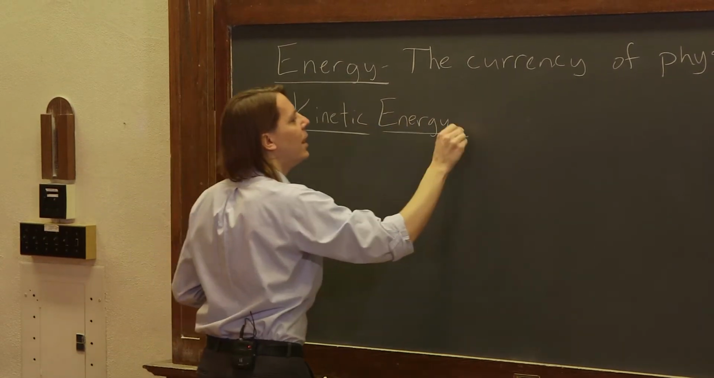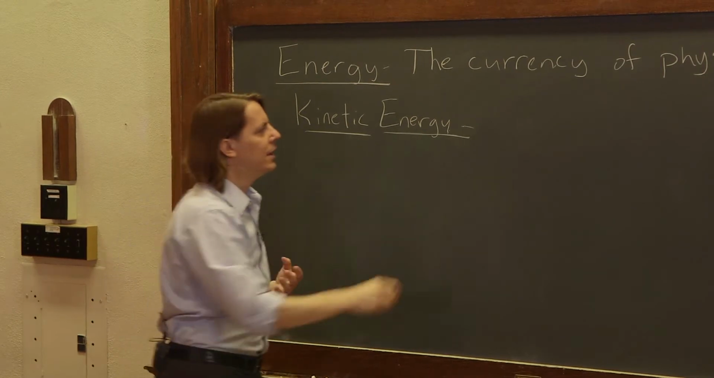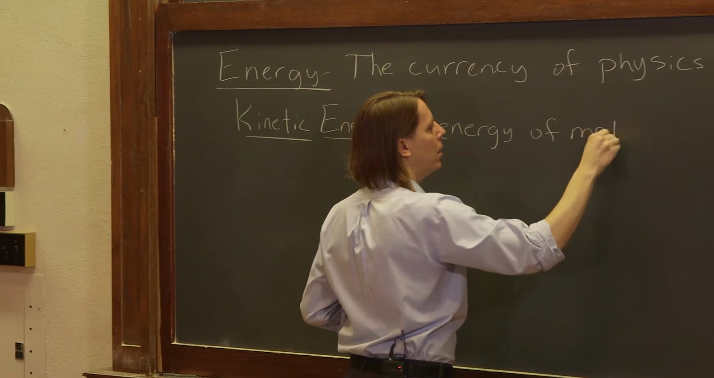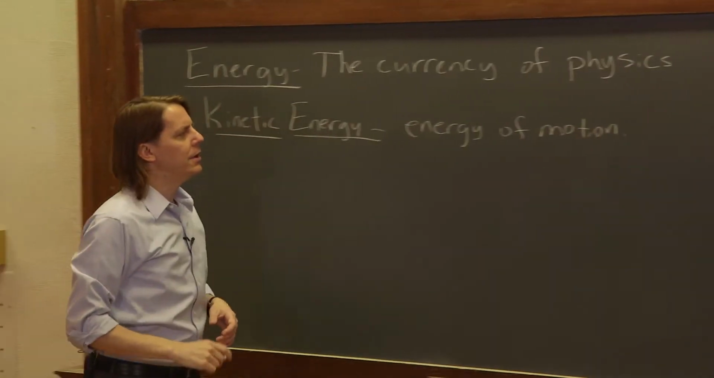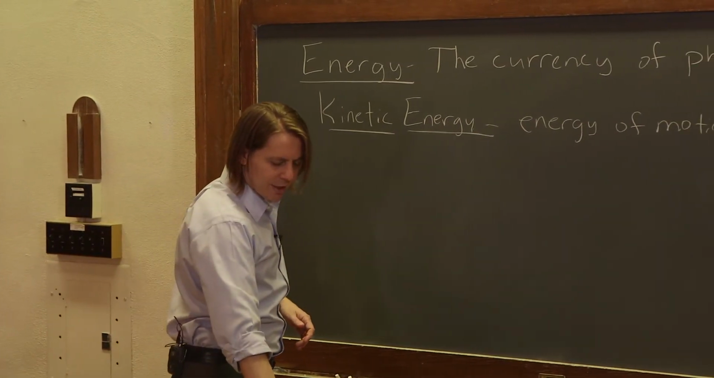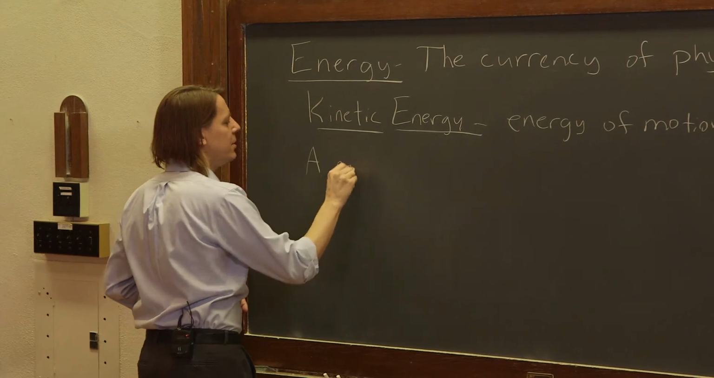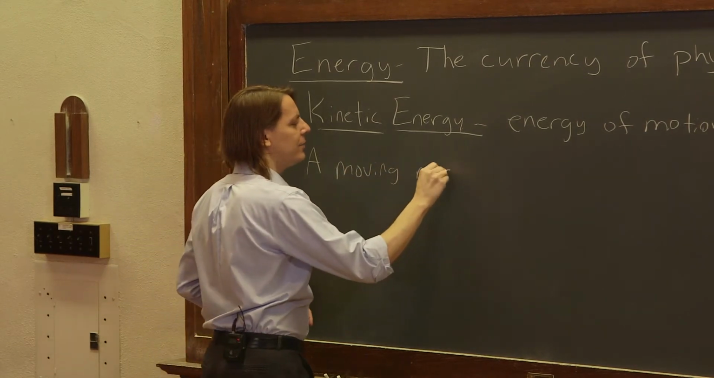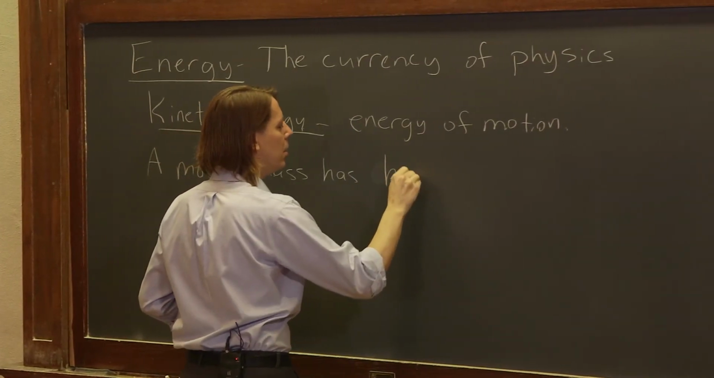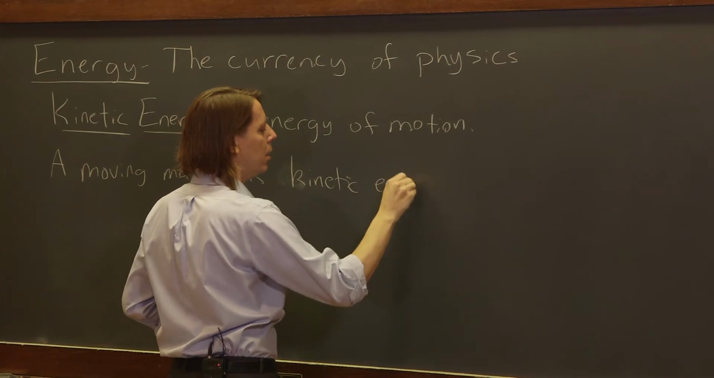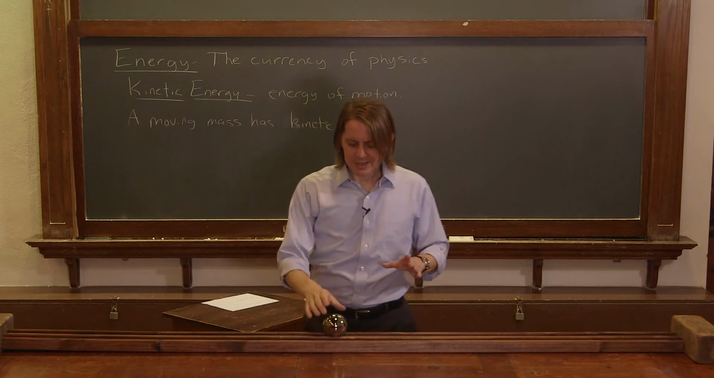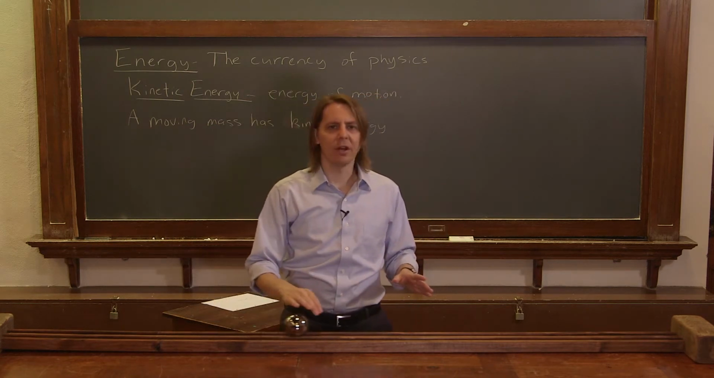And kinetic energy, I will go with the standard simple definition, is that it is the energy of motion. So basically what we can say is that a moving mass has kinetic energy. And I can show that with Hal. And what we'll see is that how much energy it has kind of depends on how fast it's moving.